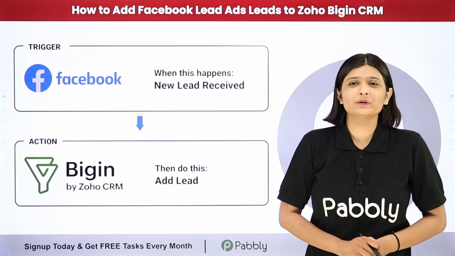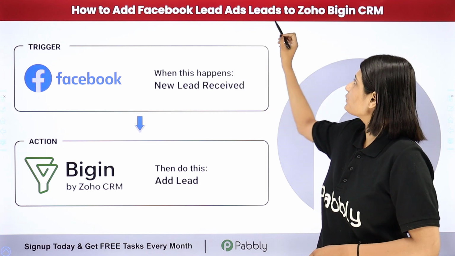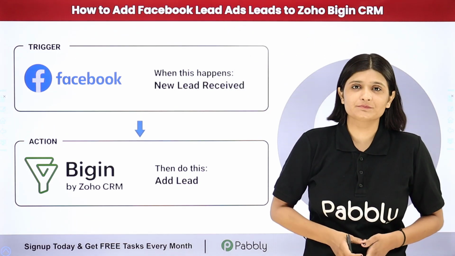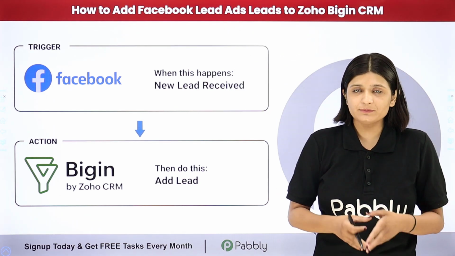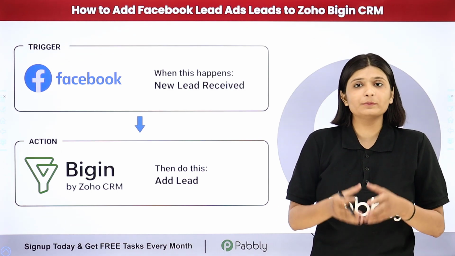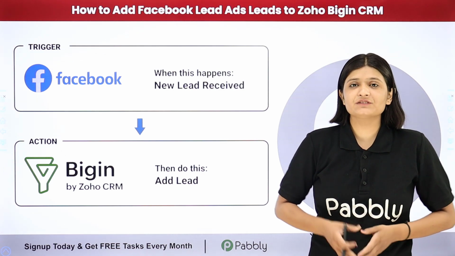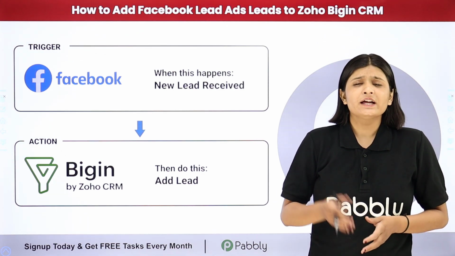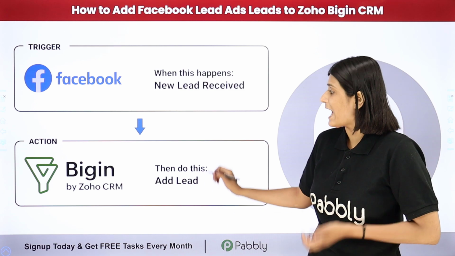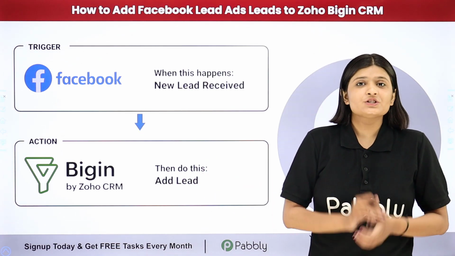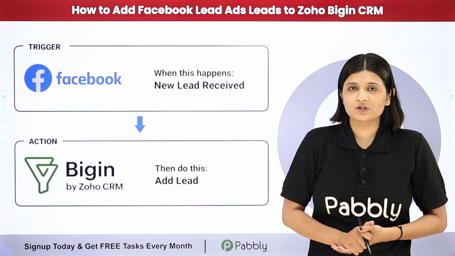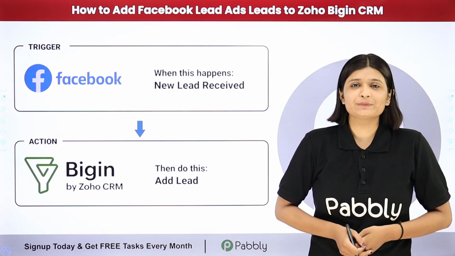So in this video, we are going to learn how to add Facebook lead ads leads to Zoho Bigin CRM. So let's suppose I'm running a digital marketing agency and collecting all my leads with the help of Facebook lead ads. Now I want that whenever I receive a new lead in my Facebook lead ads, it should be automatically added as a lead in Zoho Bigin. So I completely want to automate this process, and to do that I'm going to use Pabbly Connect.